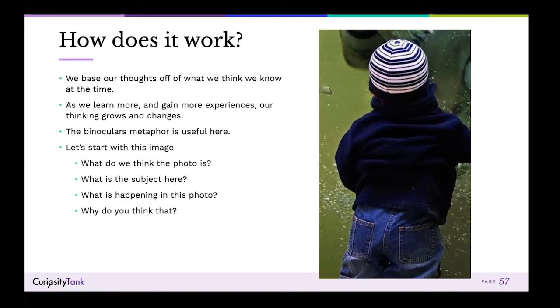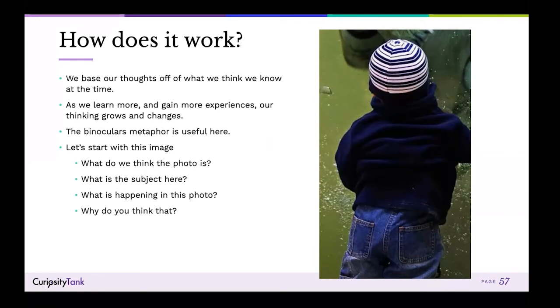So let's start with this image. Everybody get into the Q&A, and we're going to go very quickly here. Tell me, what do you think this photo is? What are we looking at here? What is the subject doing? Okay, what's happening here? So everybody go ahead and just put in your very, very initial thoughts. I'm going to move to the next slide. So everybody add at least one thing in there. What do we think the photo is of? Who's the subject? What's happening in this photo? What is your initial thinking? And why do you think that?